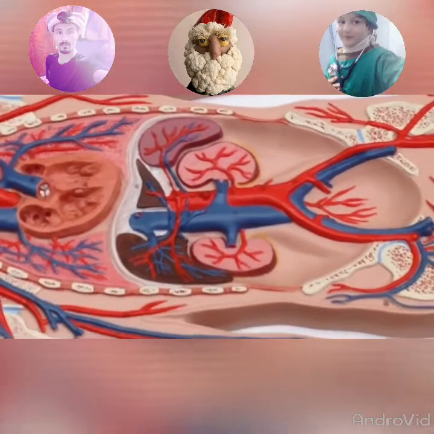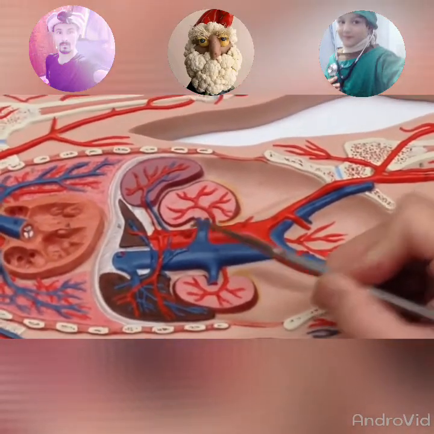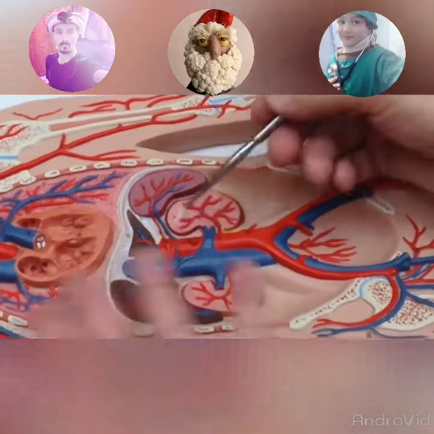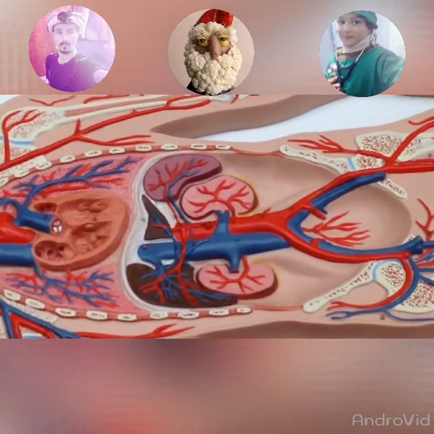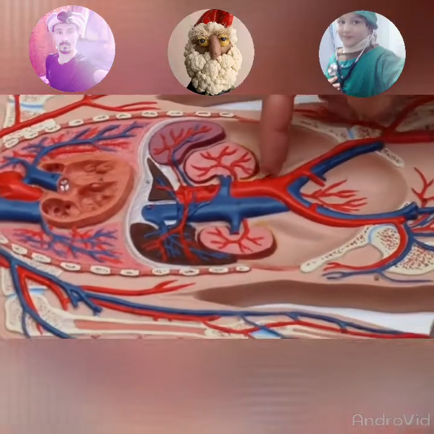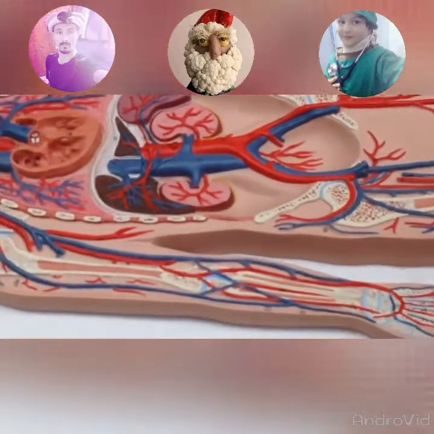That little knob on there, that's the superior? That's the superior mesenteric artery. I know it would be, the problem is all the digestive viscera have been taken out, so all these things don't have anywhere to go. But this, for example, is the inferior mesenteric artery.